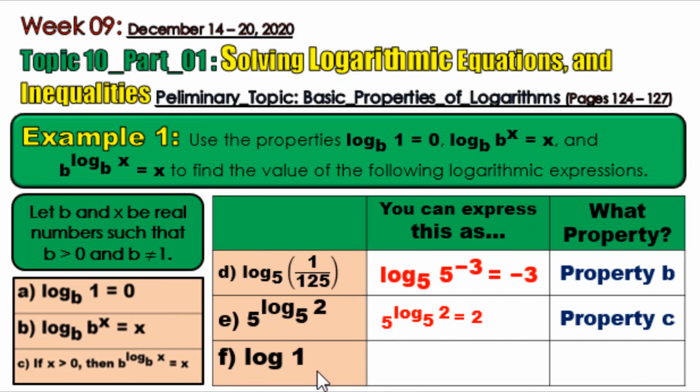And for letter F, the logarithm of 1. This can be expressed as the logarithm of 1 to the base 10. Applying property A, and we all know that the base is 10, what would be the exponent of 10 to get 1? That is 0.